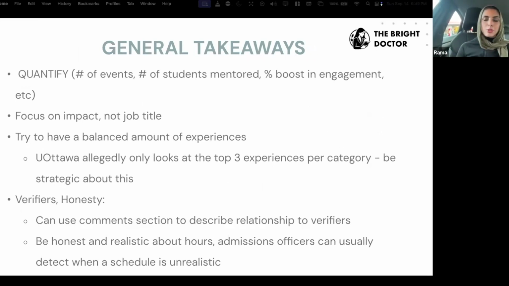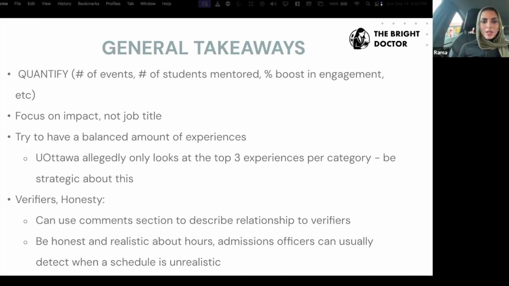They will get a lot of the same job title. Research assistant, everybody's a research assistant. So try to make sure that it's clear what you did there, and try to have a balanced number of experiences. So like I was mentioning earlier, UOttawa allegedly sometimes only looks at the top 3 per category. So you need to be strategic about this. Your longest term achievements, your highest impact, the ones that are the most unique, things that you don't think they'll see in another applicant, that weaves a story together about yourself.